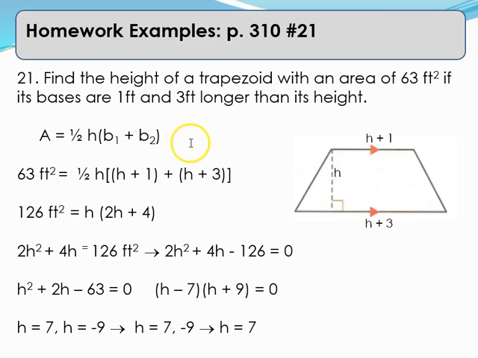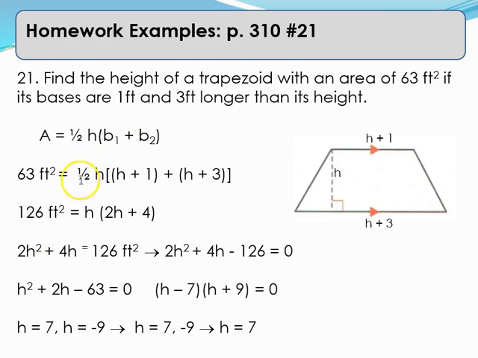So here's our formula. The height is h, so we know that one base is 1 foot more, so it's h plus 1. The other base is 3 feet more, so it's h plus 3. And we'll substitute those values into the equation. So we know the area is 63. We have 1/2 height. Base 1 will become h plus 1, and base 2 will be h plus 3.